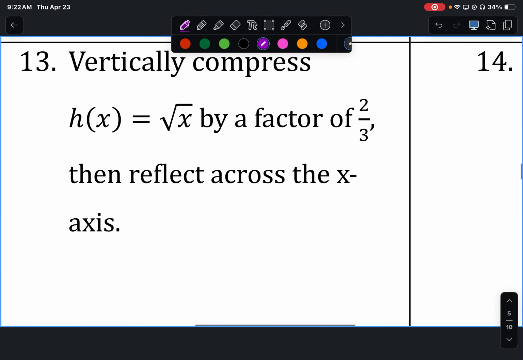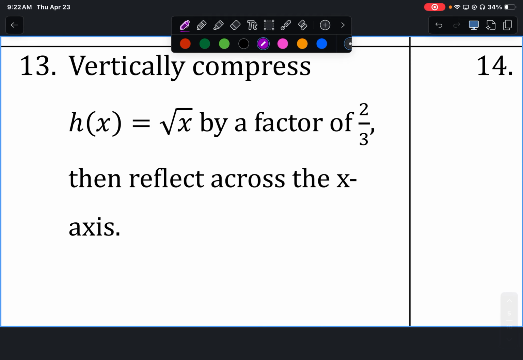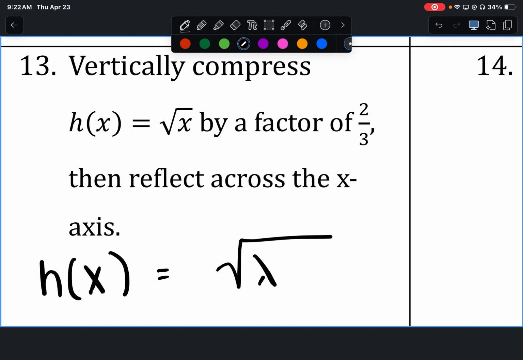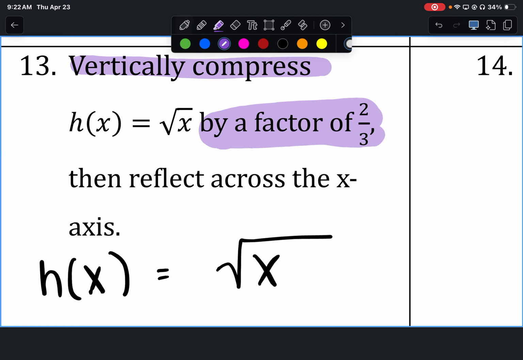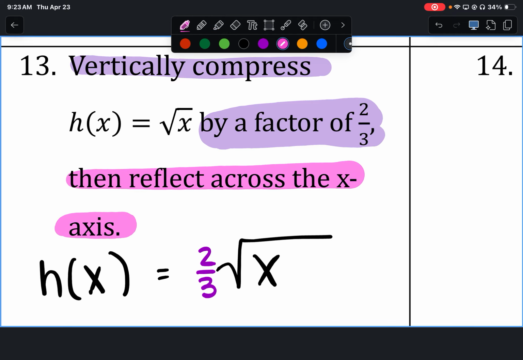Okay. Number 13. So for number 13, we have our parent function is our square root function. So we're going to just start by setting it up. We're going to do h of x is equal to the square root of x. Okay, then we're going to figure out what's happening. We have a vertical compression by a factor of 2/3. So what do I need to do with that 2/3? Put it in the front. Okay, we then have reflection across the x-axis. How do I do that? Where do I need to put the negative? In front of the 2/3. So we get negative 2/3 times the square root of x.